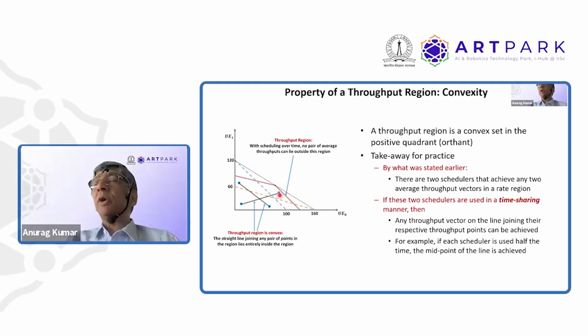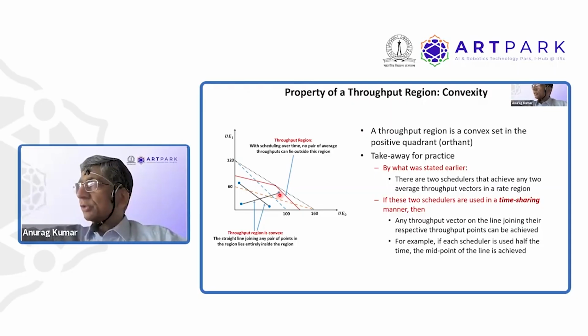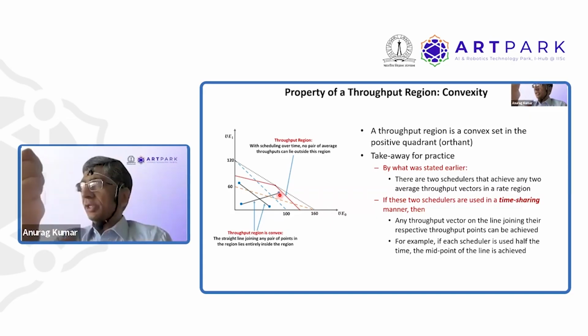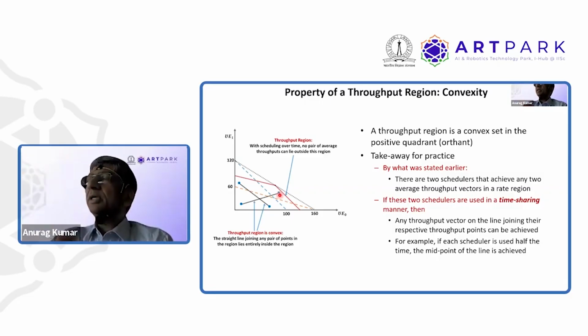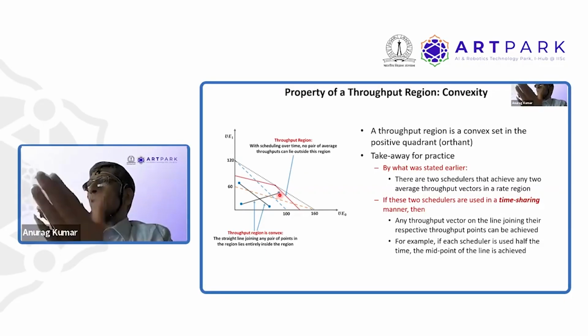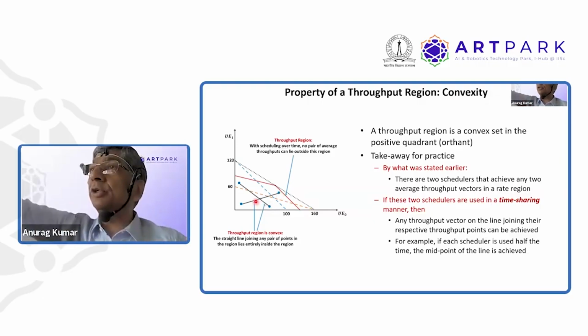How do I achieve any point in between? What it means to say is you can do time sharing. Time sharing means half the time I use scheduler S1, half the time I use scheduler S2. So the scheduling mechanism has available to it 2 schedulers, S1 and S2. In a particular slot, it tosses a coin with a probability of half. It chooses scheduler S1 and schedules with that scheduler. In the next slot, it again tosses a coin. And then the coin will fall S1 or S2. So whenever the coin falls S1, schedule S1. When the coin falls S2, schedule S2. By doing that, I will get the midway point between those 2 schedulers.